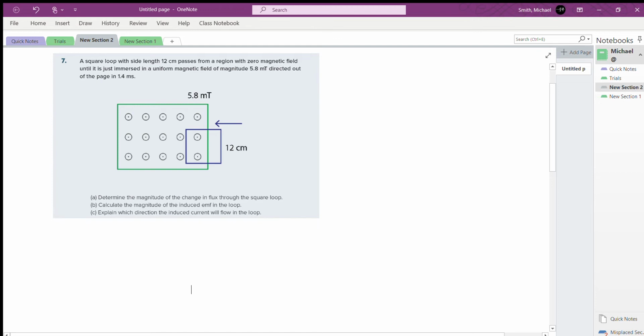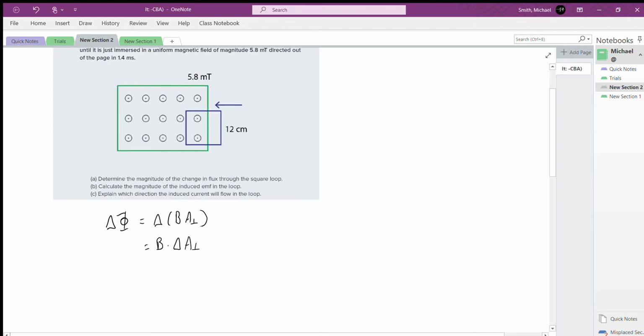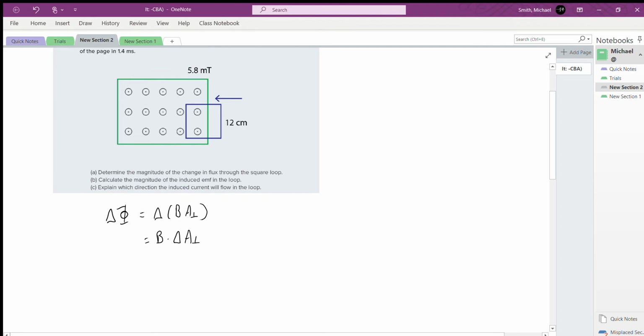So here we're trying to work out the change in magnetic flux, which we know is equal to the change in magnetic field times perpendicular area. Now here it's the area which is changing, not the magnetic field, so it might be easier to write this as B times the change in perpendicular area. Now it's just a matter of substituting the values that we have in the question.